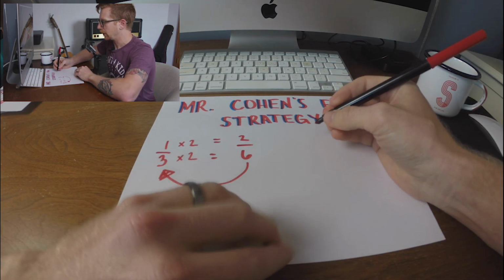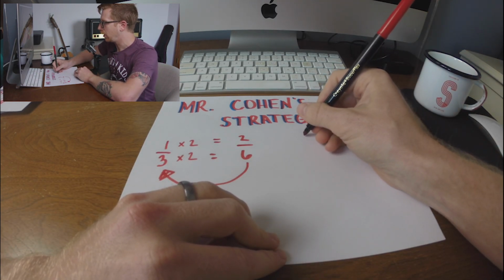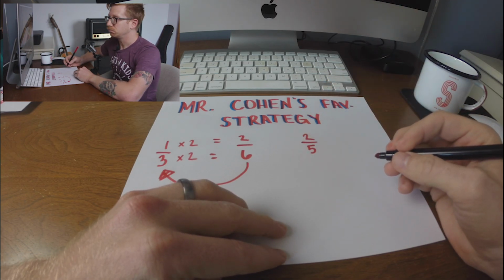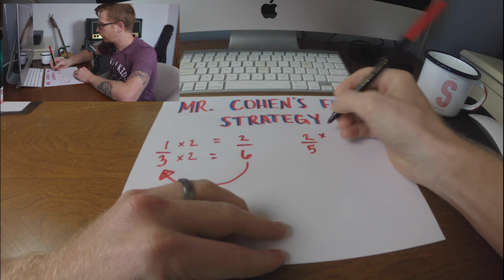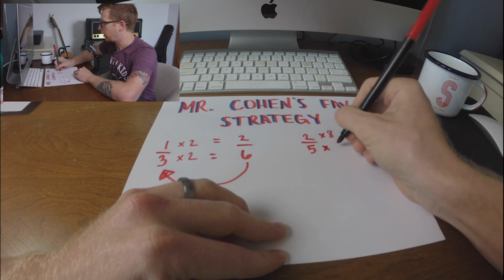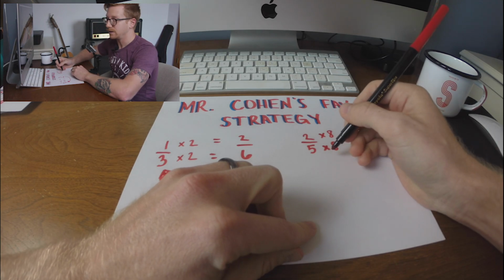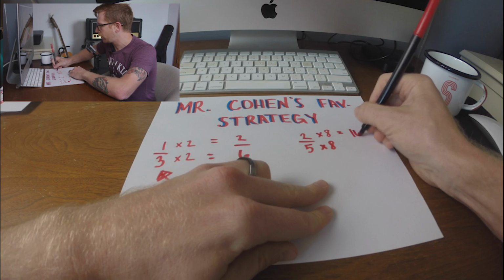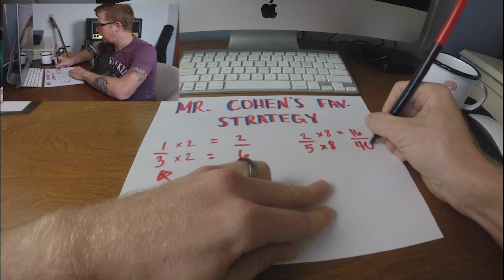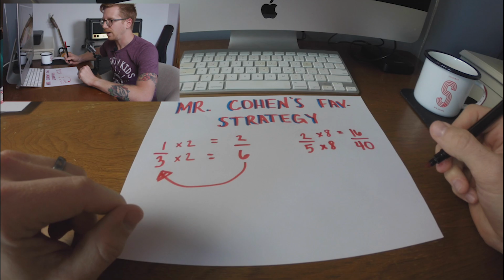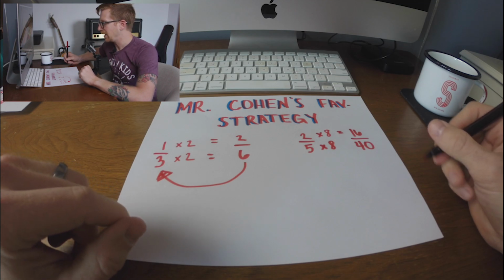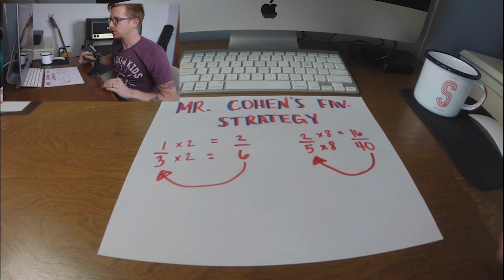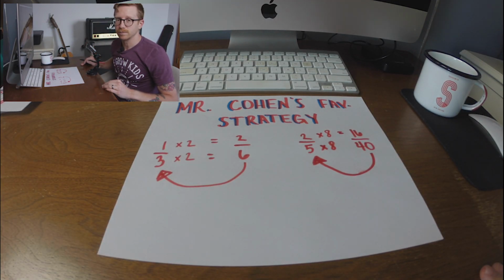Let's do another one really quick. How about the fraction 2/5? I'm going to choose the number 8. Multiply it by the numerator, multiply it by the denominator. That means 16/40 is equivalent to 2/5. And that's my favorite strategy to use to find equivalent fractions.